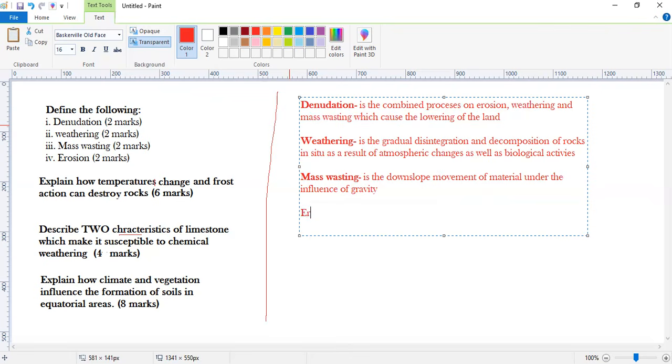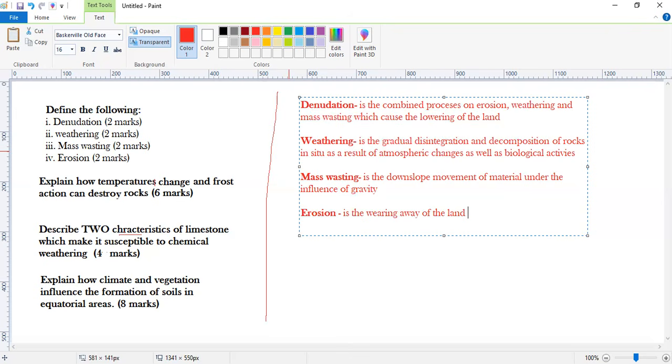And then the final term that we are being asked to define is erosion. Right? Erosion is the wearing away of the land. Of course, the land is made up of both rocks and soil. So most persons know about soil erosion. All right. You are being asked for a general definition, so don't get specific in terms of soil erosion. So you can say land, and land will cover rocks as well as soil.